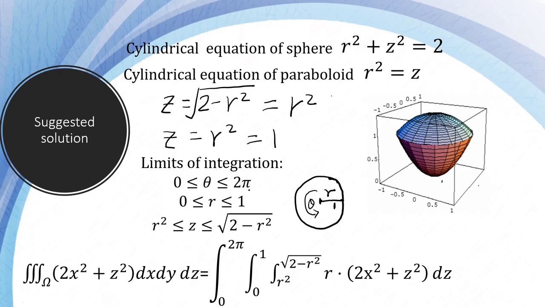And in the solid region, the range of z is always from the paraboloid, which is r squared, to the sphere, which is root of 2 minus r squared. After that, we can translate the question into the cylindrical system, so we can get this equation. We also need to transform the function to the cylindrical system. Since x equals r cosine theta, we get this, and when we do integration, we also need to multiply by r for the coordinate transform.